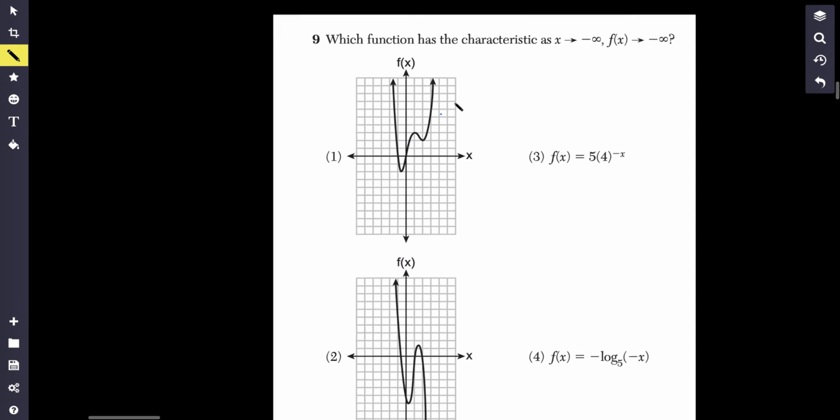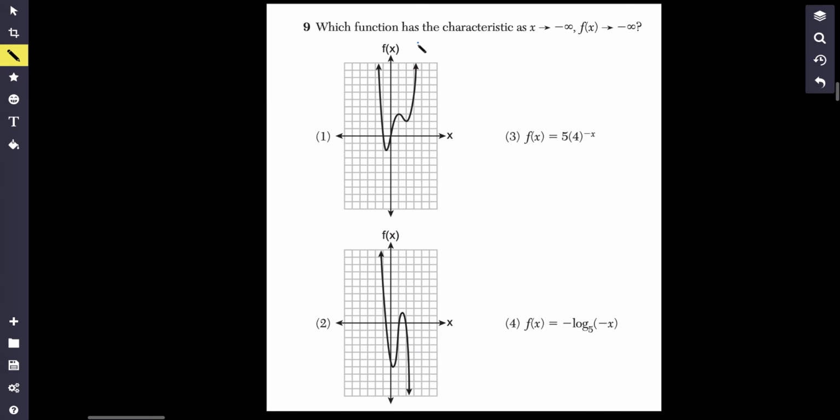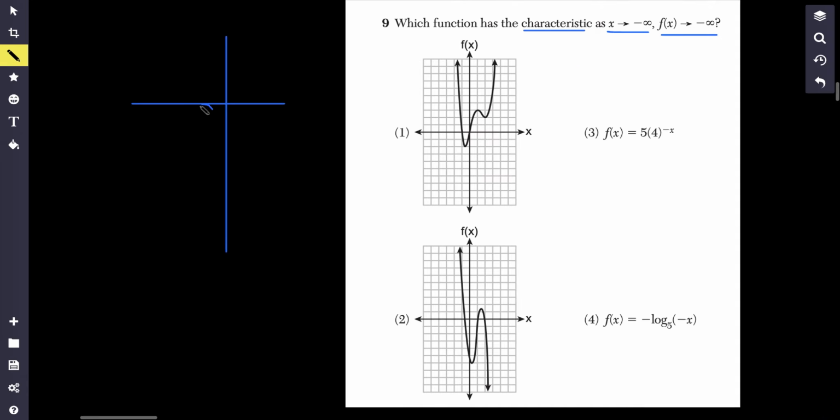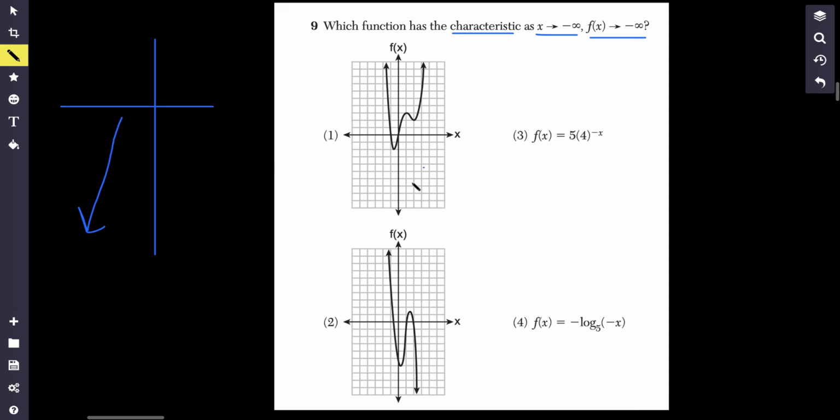This is just another quick question. Which function has the characteristics as x approaches negative infinity, f of x approaches negative infinity? So we want to find a function that has an end behavior where as x approaches negative infinity, our y value also approaches negative infinity. From looking at these answers, it can't be one or two, because as x approaches negative infinity, their y values approach infinity, but that's not what the question is asking. We want the y value to be approaching negative infinity.